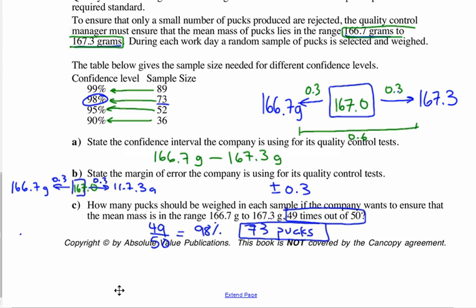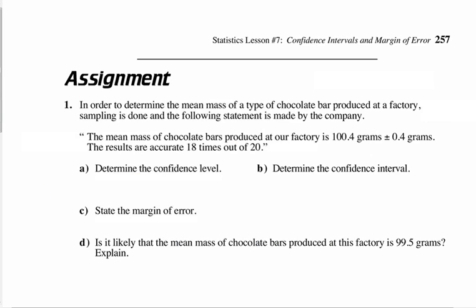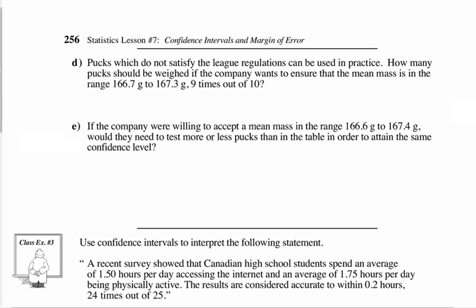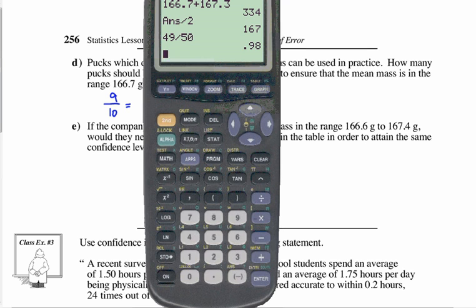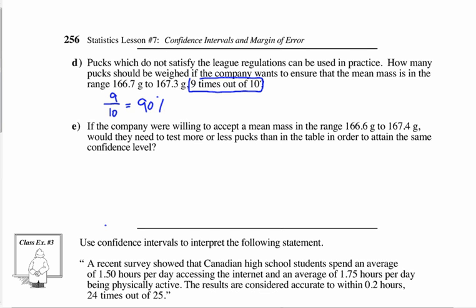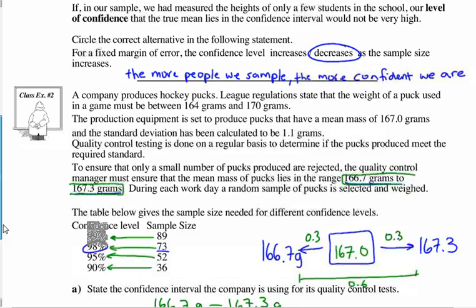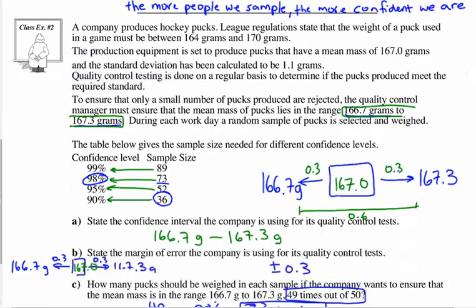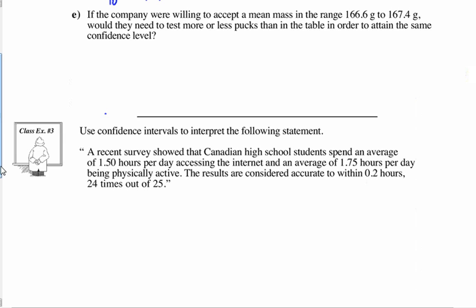All right, so we're almost done, on to the next page. So D, pucks which do not satisfy the league regulation can be used in practice. How many pucks should be weighed if the company wants to ensure the mean mass is between these two values 9 times out of 10? So 9 times out of 10 is what confidence level? 9 divided by 10 is 90% if we change it to a percentage. So going back to our chart, 90% confidence is 36 pucks. That's simple.